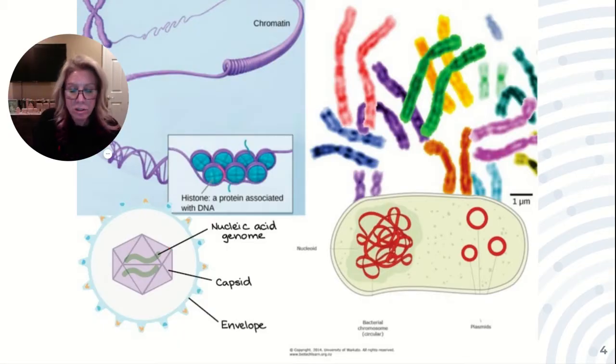And then DNA is interchangeable between living organisms. It can be moved from one organism to another. You can take a human gene and insert it into a bacterial cell and get that bacterial cell to make human insulin for you. Okay, so that's what we mean by interchangeable.